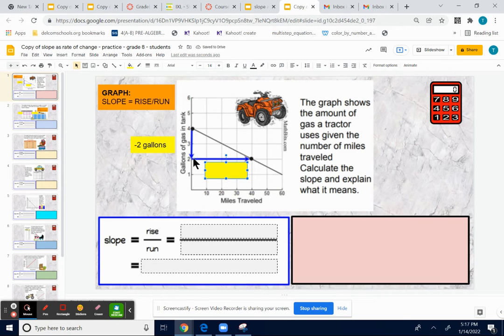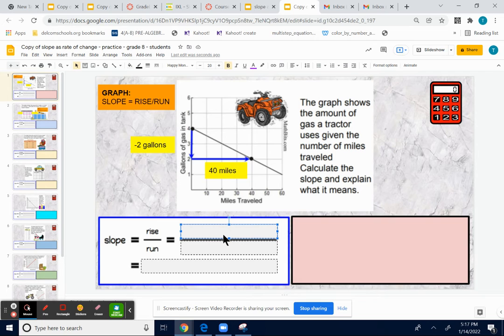And then I'm going to go over. Remember, I'm counting by tens. I'm going to go over 10, 20, 30, 40. And my label is miles, so I'm going over 40 miles. So that's my rise, negative 2 gallons. My run is 40 miles. I want to keep my labels as I do this so I really understand what's going on.